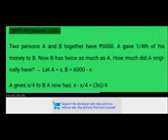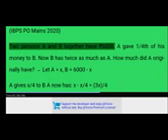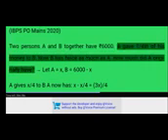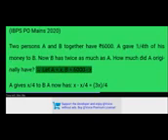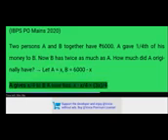IBPS PO Mains 2020. Two persons A and B together have 6,000 rupees. A gave 1/4 of his money to B. Now B has twice as much as A. How much did A originally have? Let A equal x, so B equals 6,000 minus x. A gives x/4 to B. A now has x minus x/4, which equals 3x/4.